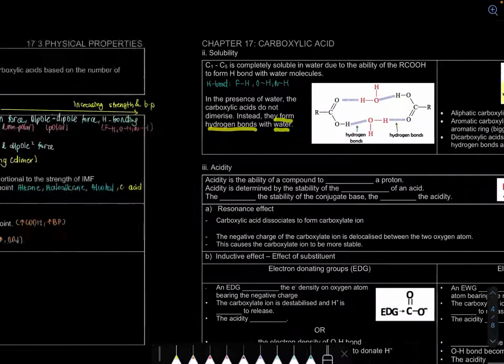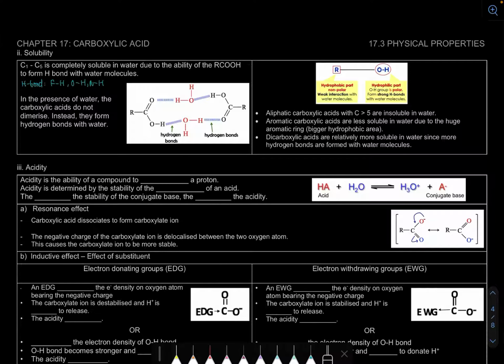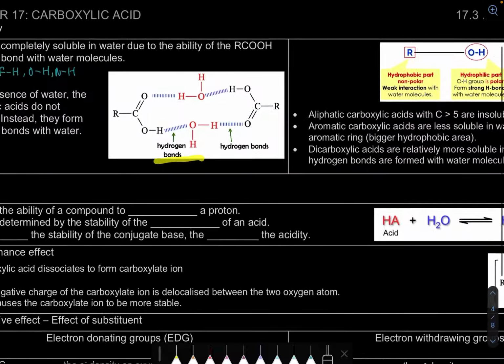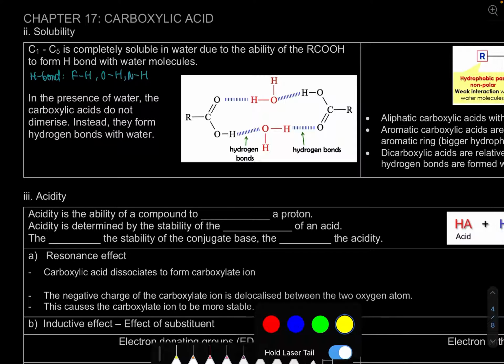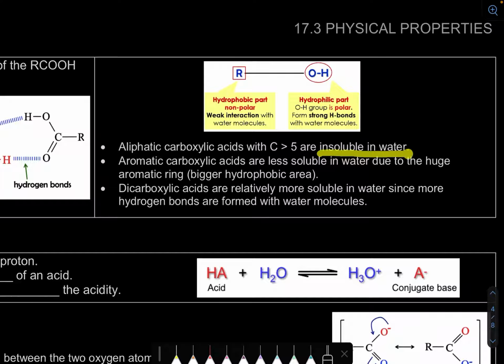What we call a dimer is when we compare carboxylic acids, when comparing the boiling point, it is actually between the carboxylic acid and the carboxylic acid itself. Okay, so for carboxylic acid with water, we're going to form hydrogen bond. It means between our lone pair on the oxygen and our hydrogen, it will form our hydrogen bond. But that is actually for the case of carbon 1 until 5. If the carbon is more than that, it is actually insoluble in water.